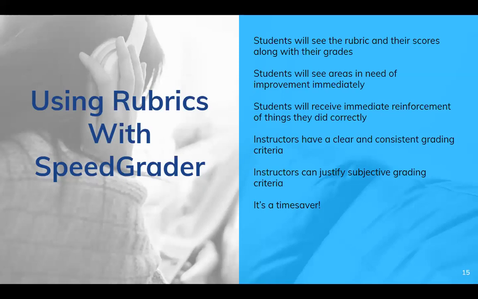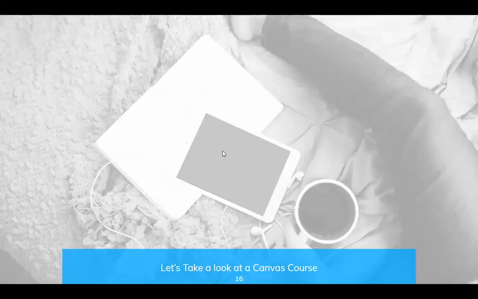Also, as an instructor, you have a very clear and consistent grading criteria. Even in areas where you don't, you can also justify your subjective grading. And finally, it's a time saver. Again, once you get your rubric set up, you can move through grading faster than you did without. All right, so let's go ahead and take a look at SpeedGrader.